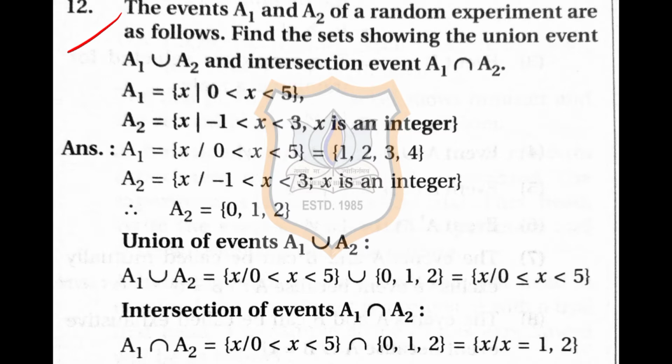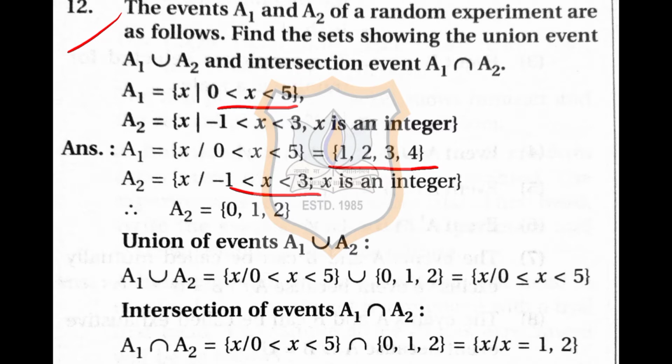Now what is A1? 0 less than x less than 5. What is the meaning of this? X is a number which is between 0 and 5. Now what are the numbers between 0 and 5? Between 0 and 5 you have 1, 2, 3 and 4. So what will be your set A1? 1, 2, 3, 4.